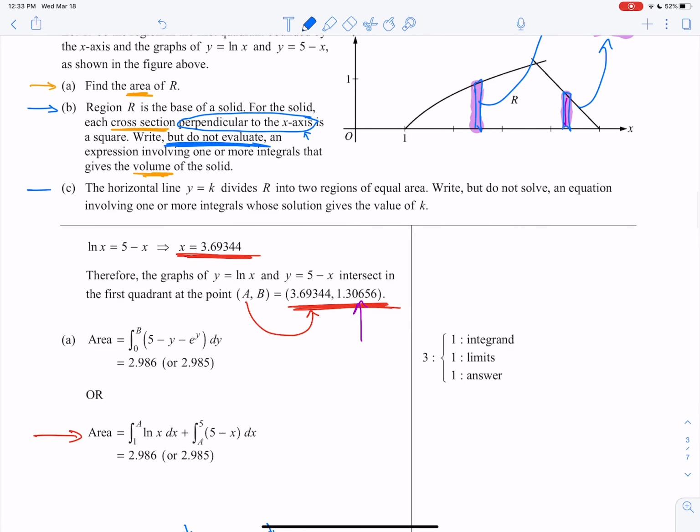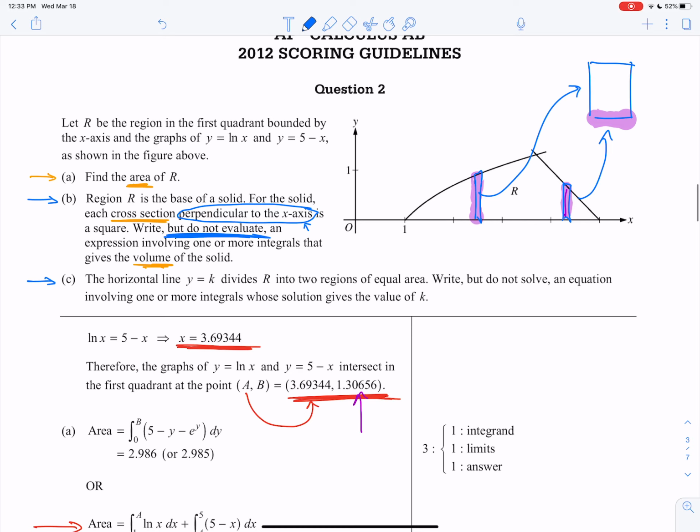Part C. This pops up very often, and people tend to get confused by it. So let me explain this very carefully, okay? They always talk about some type of line. And either they're making a statement that this line will divide the area into two equal parts, or they're asking you, will this line cut it in half? Okay? So in this case, they're talking about a horizontal line. So I'll illustrate that for you guys here. That divides R into two regions of equal area.